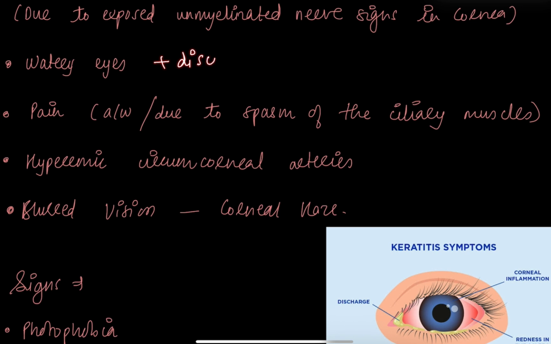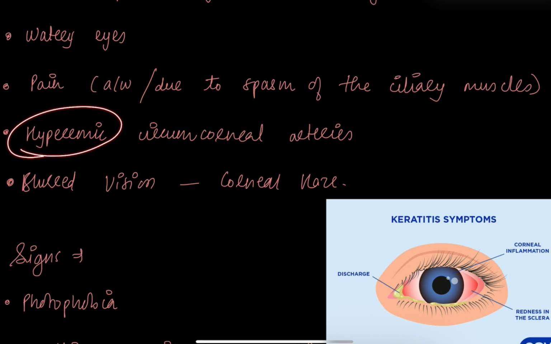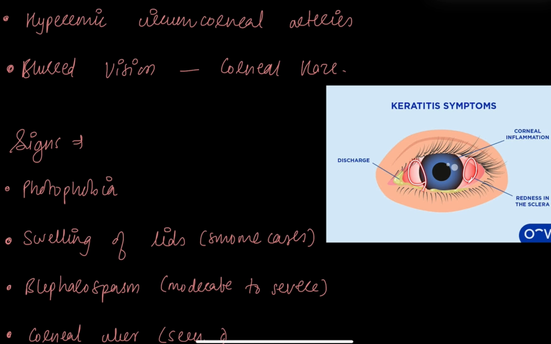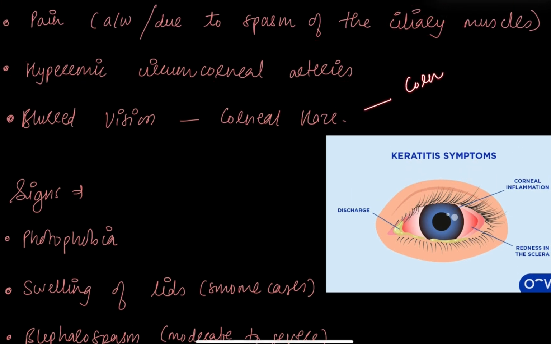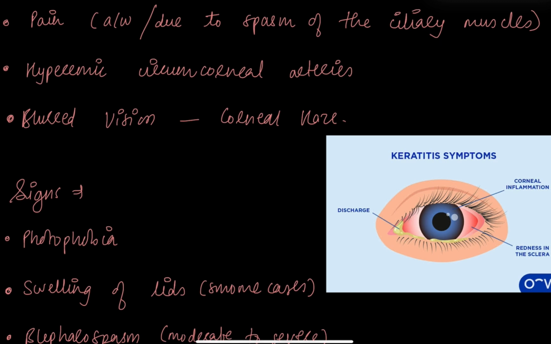We have to write discharge as well here. Next, there will be pain which is associated with spasm of ciliary muscles. Then there will be hyperemic circumcorneal vessels, so there will be redness of the eye, and there will be blurred vision because of corneal haze. In the last topic, I told you about corneal opacities. So corneal ulcer causes corneal opacities. We have to understand it.